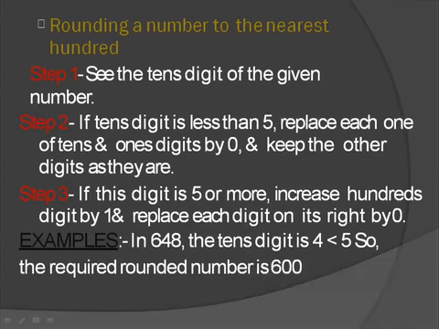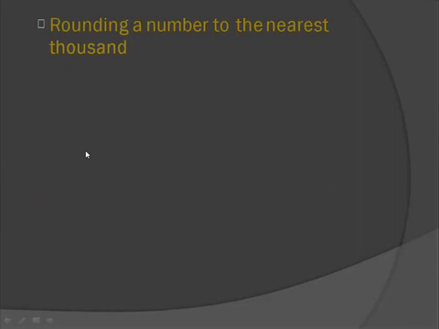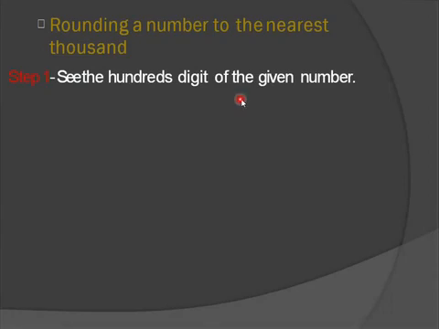So how will we change the numbers to the nearest thousands? Round off the numbers to the nearest thousands. Let us see what the rule is for this. See the hundreds digit of the given number. As we know, if you round off to the tens, you should see the ones digit. If you round off to the hundreds, you should check the tens digit. If you round off to thousands, you should check the hundreds digit.